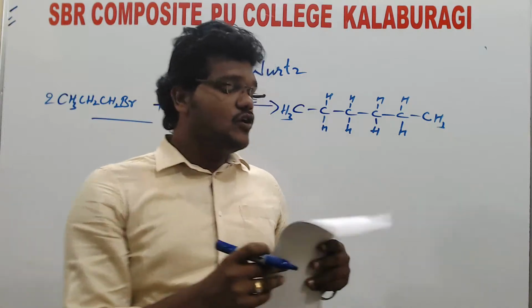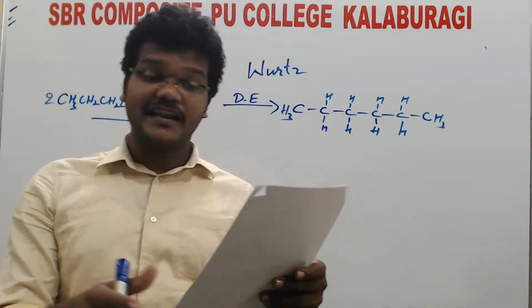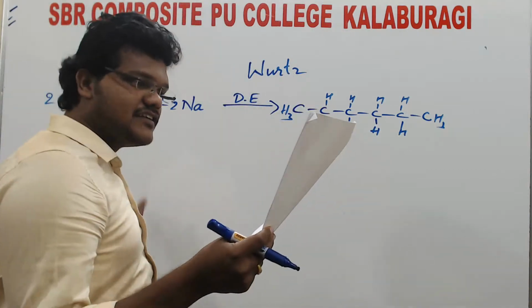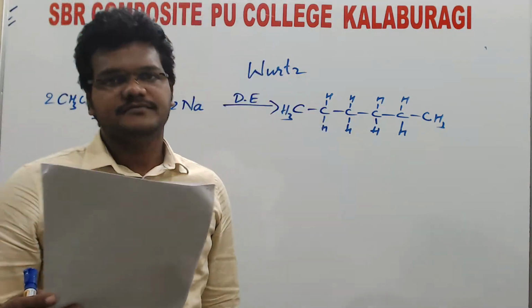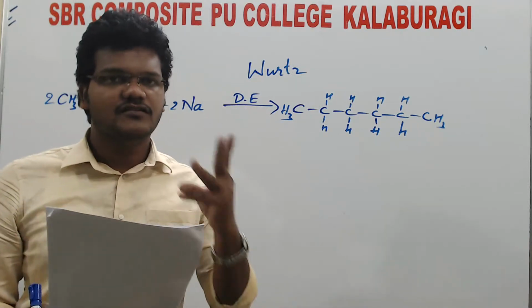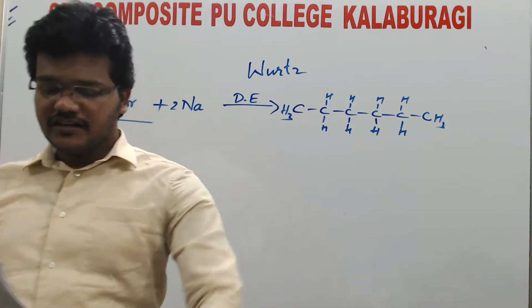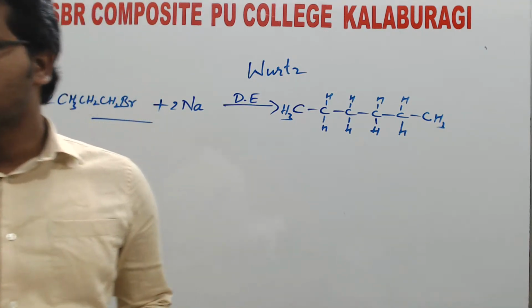So that is why, for question number 3, to prepare a pure sample of n-hexane using sodium metal as one reactant, the other reactant will be n-propyl bromide. So option A is the correct answer for the third one. Okay? Let us go for the next one, the fourth one.